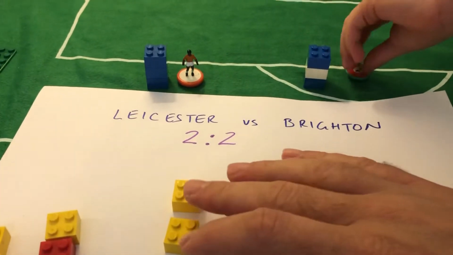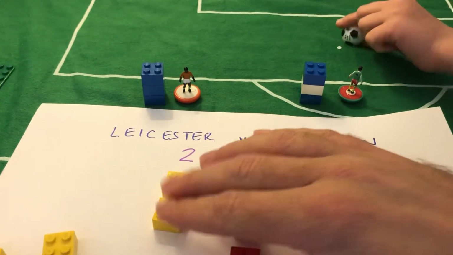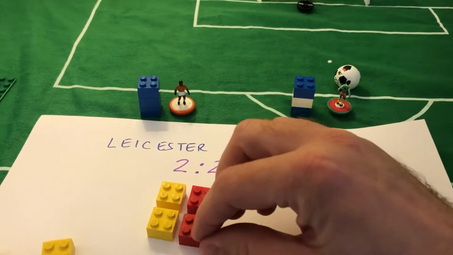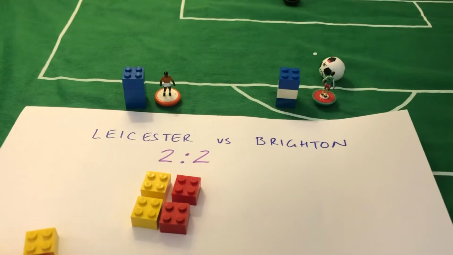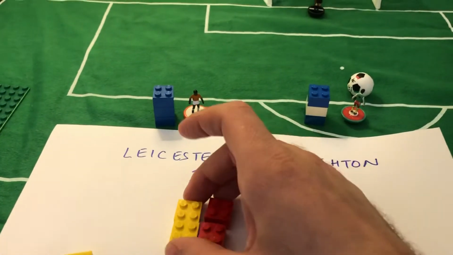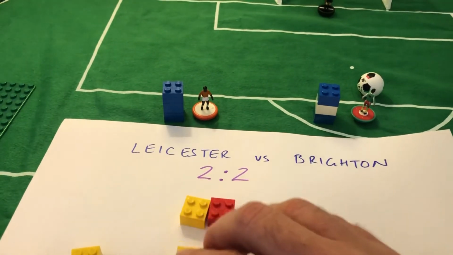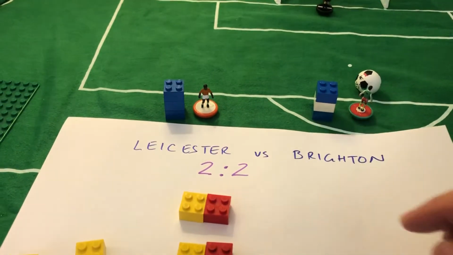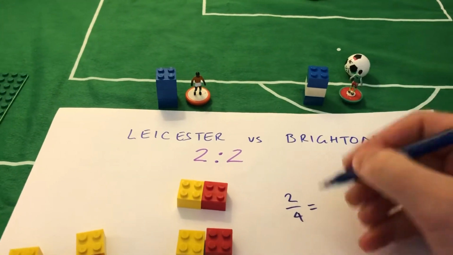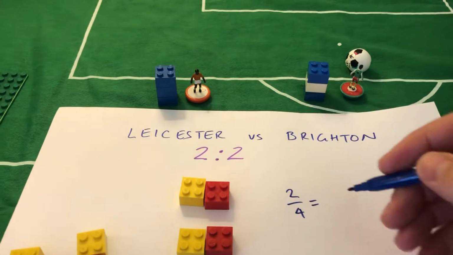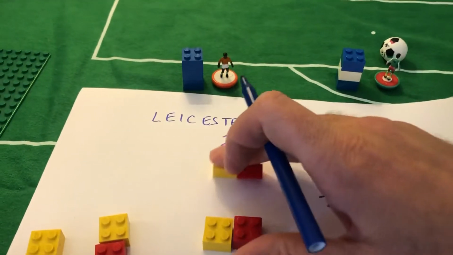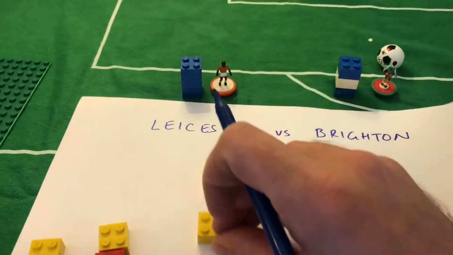So if we look at these goals, if I use those 2 for Leicester's goals and those 2 for Brighton's goals, how many of those 4 goals did Leicester score? Leicester scored 2. So 2 out of the 4 is the same as 1 out of? 2 over 4 is the same as 1 out of 2. So we've got some equivalent fractions there. So with those 4 goals, you can see some equivalent fractions.